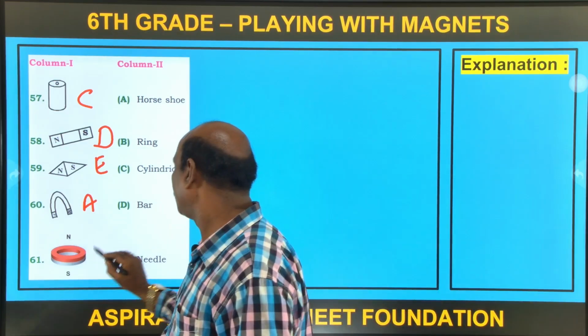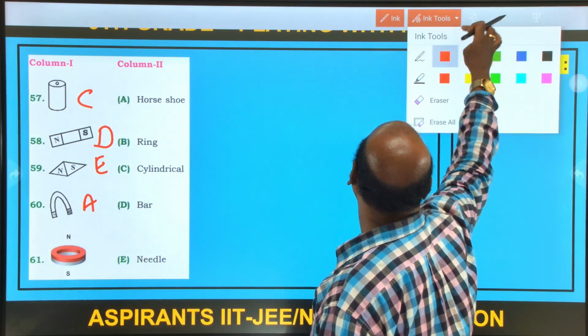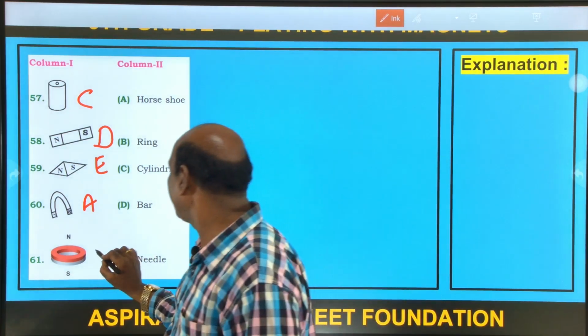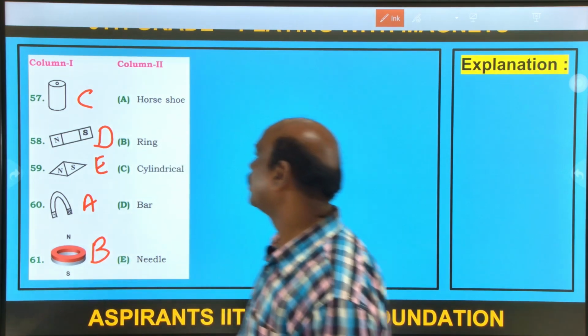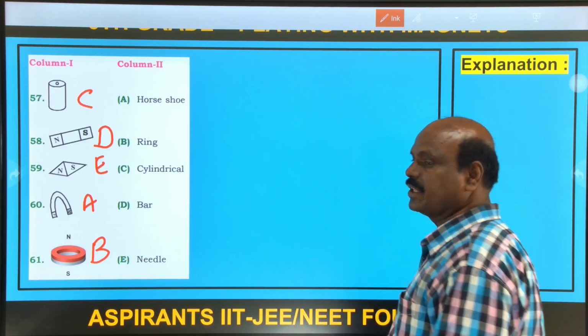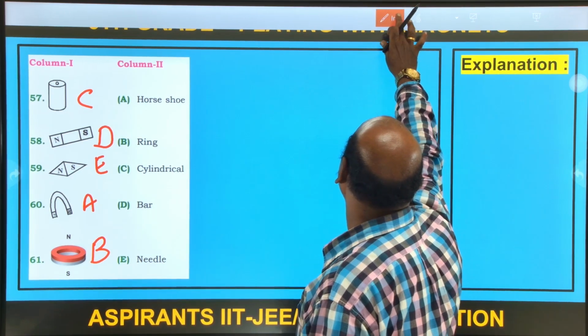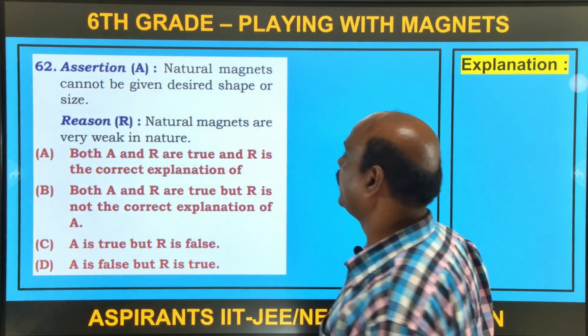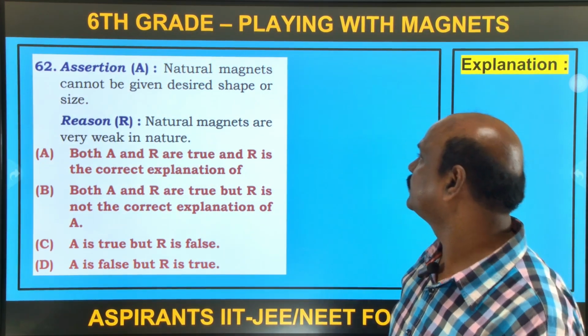That is option B. So these are the options related to columns. Next, some questions which are related to assertion and reasoning.